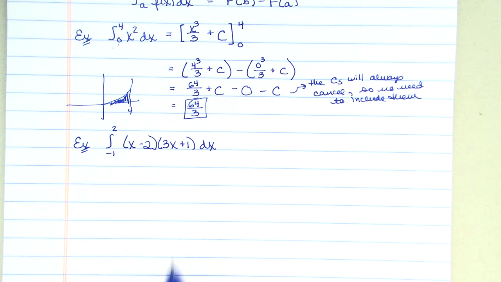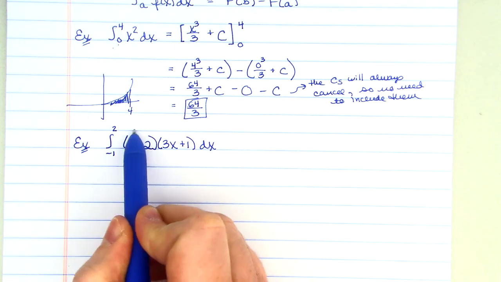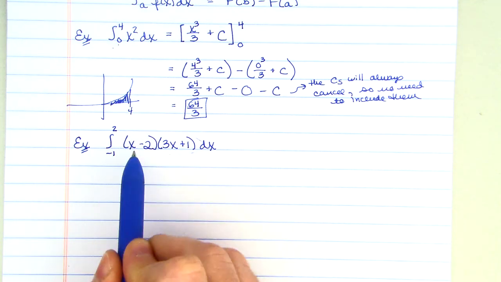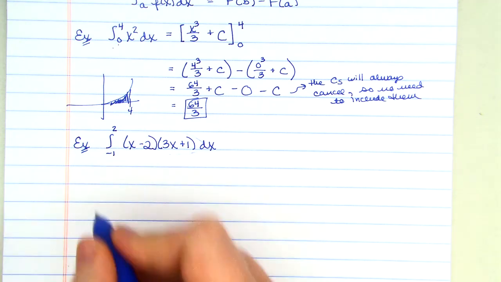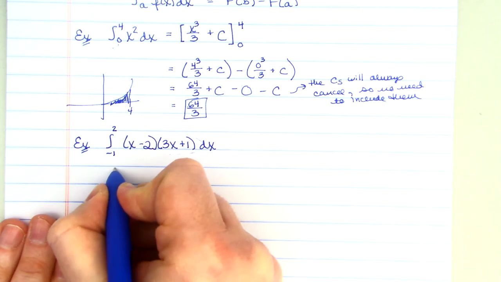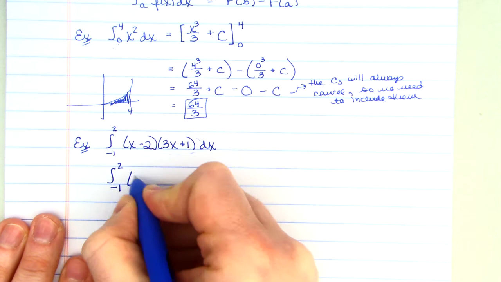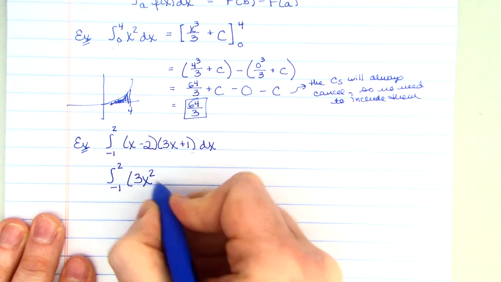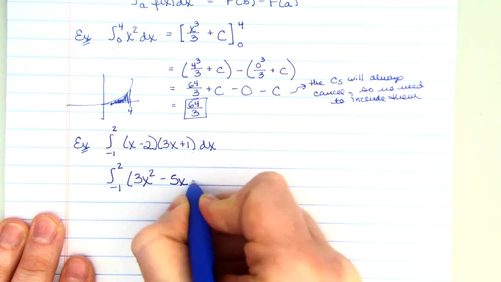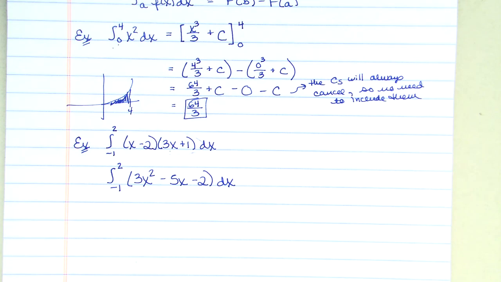Well, to get us started, I don't have a product rule for integrals. So how can you deal with rewriting this thing so you can find the antiderivative? I think we need to FOIL. So that's going to give me the integral from -1 up to 2 of 3x squared minus 6x plus 1, so minus 5x minus 2 dx.